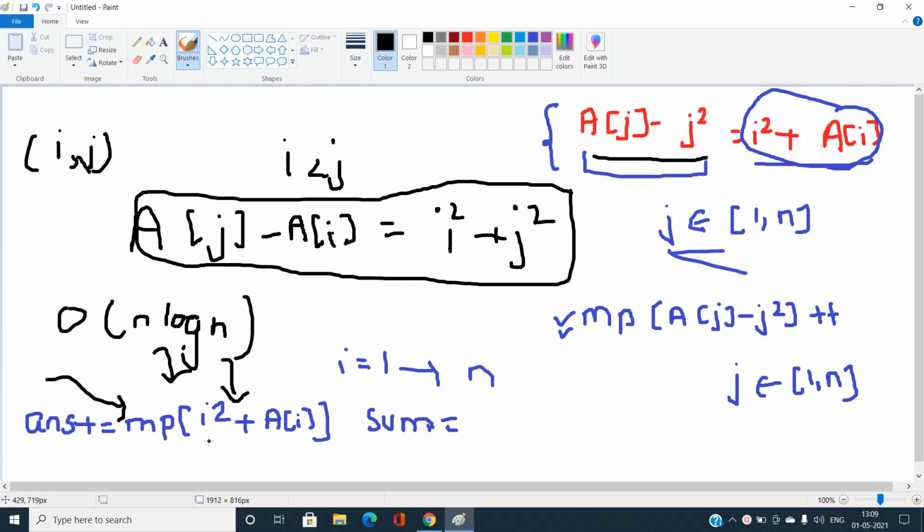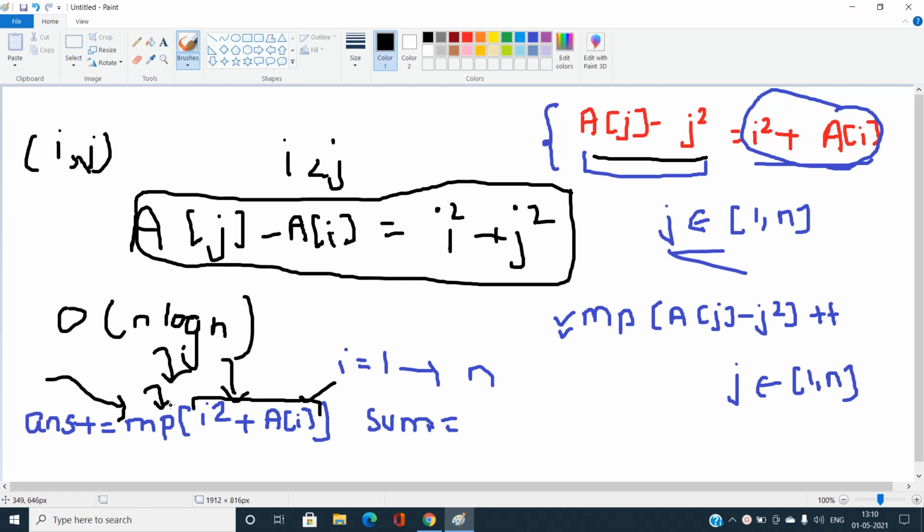So I'm trying to find the values of I square plus ai which should be equal to aj minus j square, since this map stores the aj minus j square value for every index j from 1 to n. I am just incrementing my answer for the total number of indices j such that aj minus j square equals I square plus ai. That's why I am searching for this I square plus ai value in the map, and if it exists, it will return the frequency of how many times this value occurs in my array.